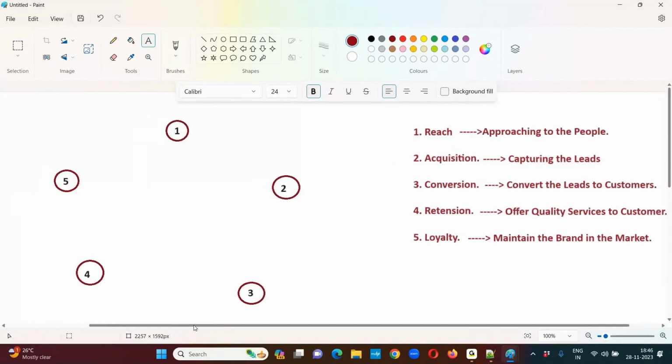These are the 5 stages that we have. Now tell me in this case, this is the reach stage. Now we have this reach stage. So how can we go from the reach stage to acquisition? How do we reach the people and capture the people? By using the help of marketing.